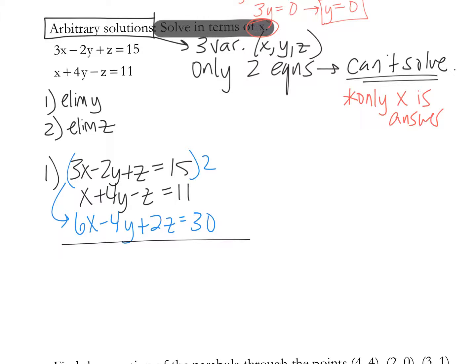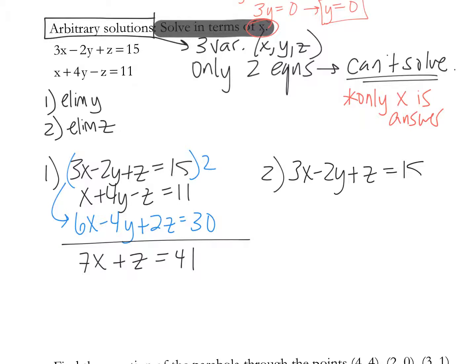And when I combine those, I'm just adding straight down. This gives me 7x. The y's cancel, plus 1z equals 41. This is my first equation. I'm going to do the same thing. Number 2 is telling me to eliminate z. So I'm going back to the original problem, the original 2 equations.